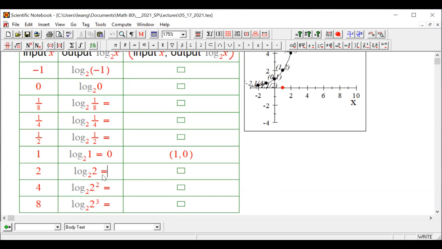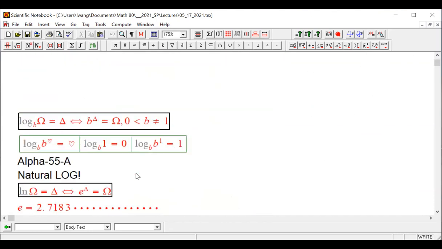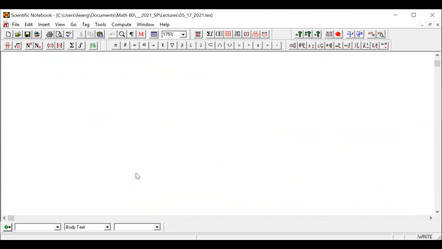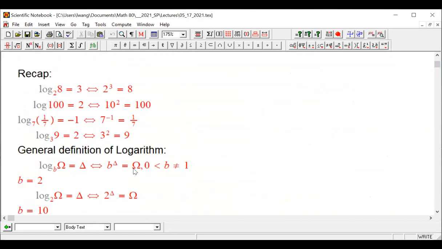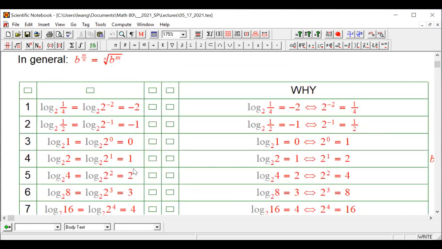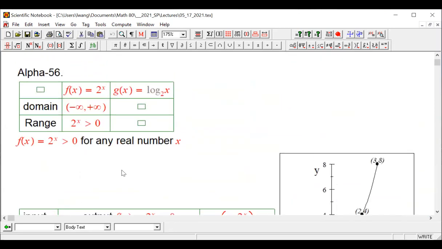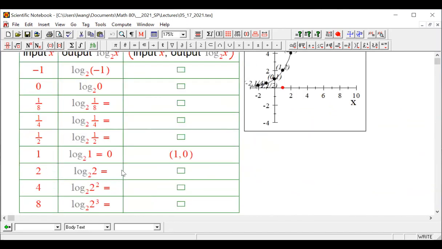Marcelo? What is log base 2 of 2? You can look at the notes we did before, right? Log base 2 of 2, log base 2 of 4, log base 2 of 8. We have done those, right? So now let's come back to complete the table. So what is log base 2 of 2?